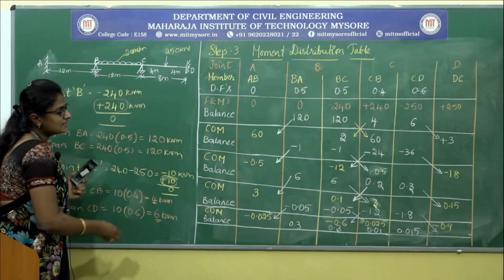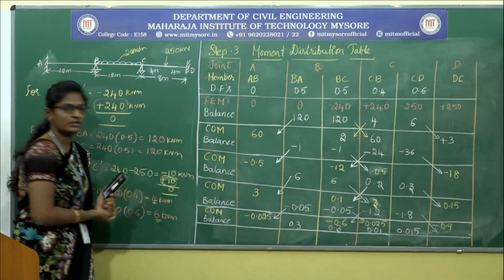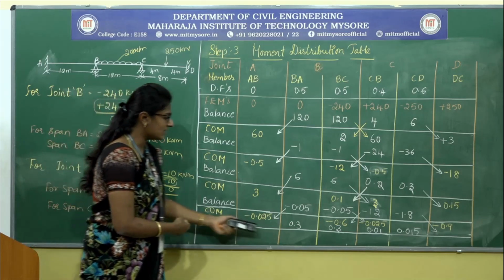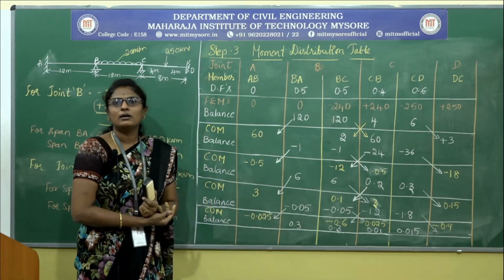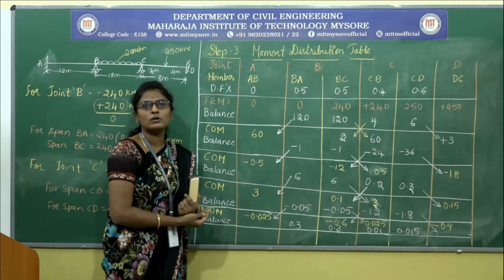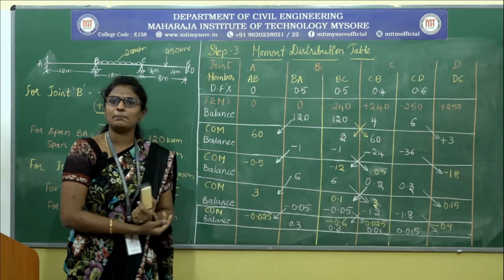So now, since the values are in terms of 0.0, we can stop the procedure here. It is better if we stop the procedure at the balancing step. We can also stop it at the carryover moment, but the values we obtain will be more precise if we stop the procedure at the balancing step.